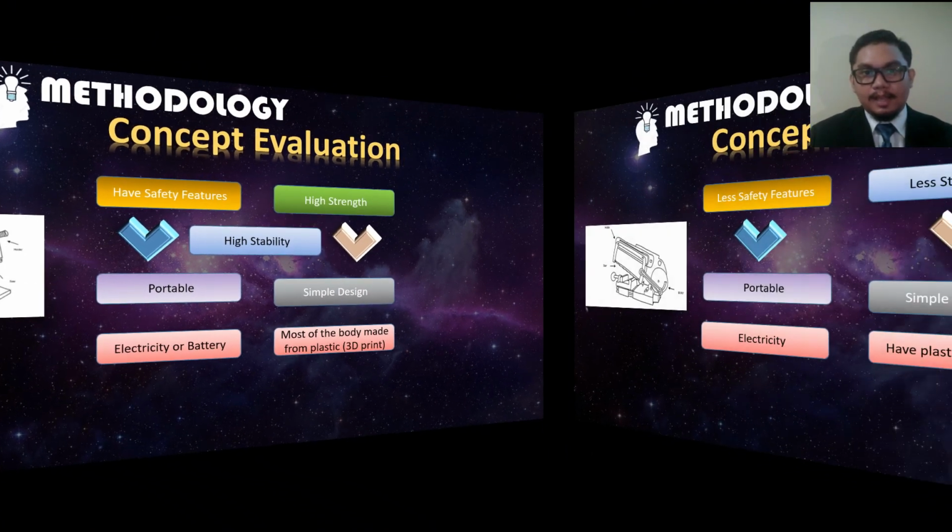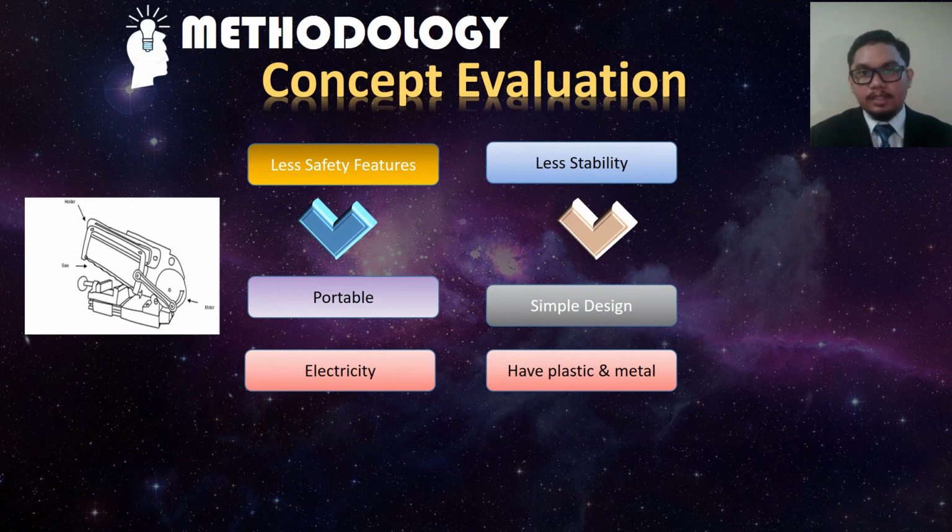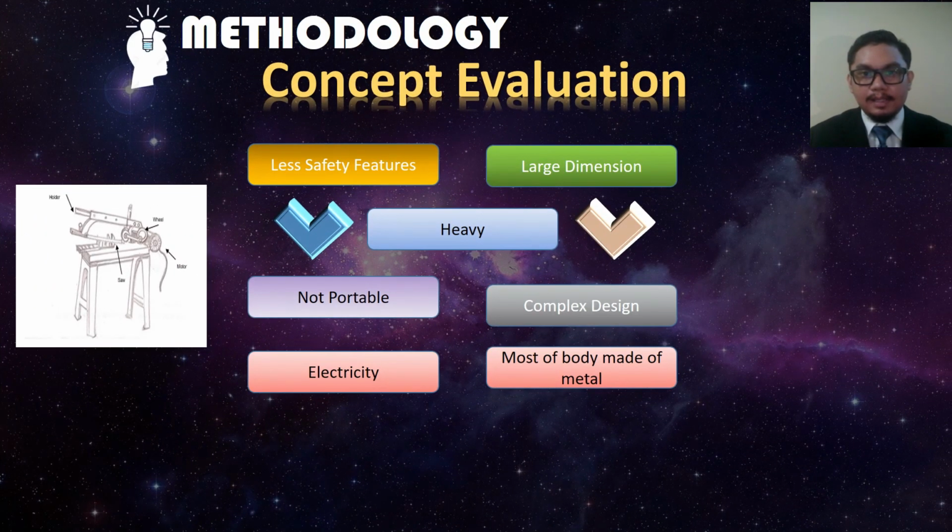For the second design, the design has less safety features and less stability, but it is portable, and the design is also simple. After that, it only uses electricity power. Lastly, the body parts are made from plastic and metal. For the third design, the design has less safety features because of its large dimensions, and it is also heavy and not portable. The design is complex. The power source is electricity, and most of the body parts are made from metal.